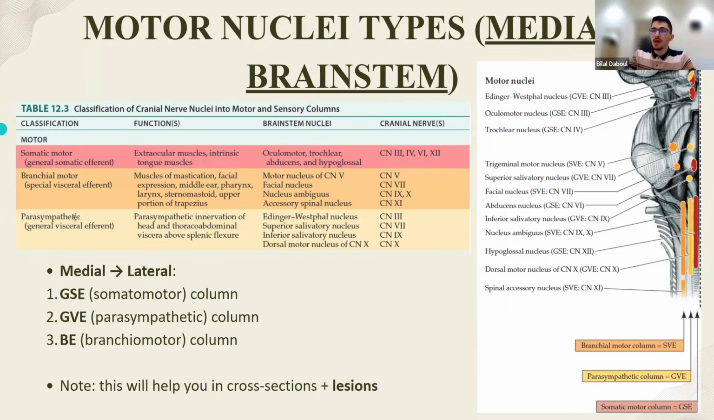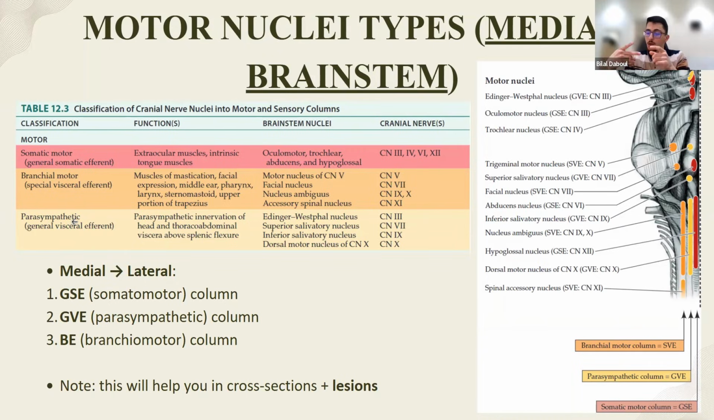Now, apart from this, just lateral to this general somatic efferent column, we have the GVE column, or the parasympathetic nuclear column. We have 4 major parasympathetic nuclei you need to keep in mind. They supply 4 major cranial nerves that have parasympathetic components. So the 4 cranial nerves that have parasympathetic components include the oculomotor nerve.